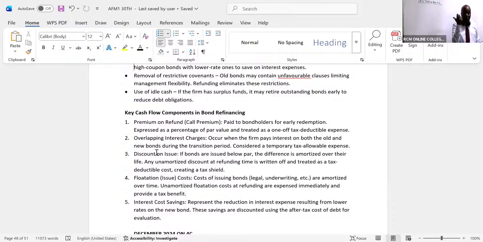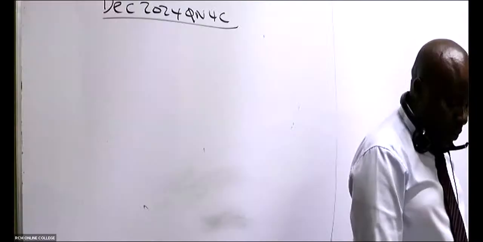Yeah, more, additional, just in case you want to pay the mortgage earlier. So we have here what we call premium on refund, what we are calling the call premium, paid to bondholders for early redemption. Then we have what we call overlapping interest charges. How does this work? Overlapping interest charges.